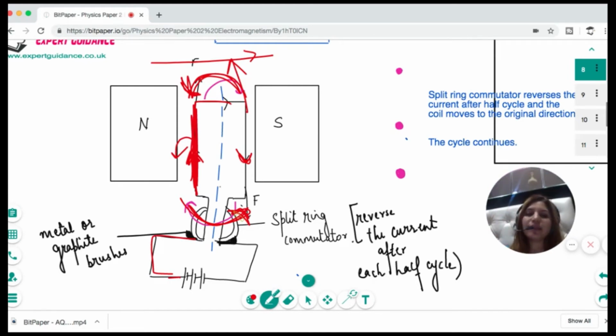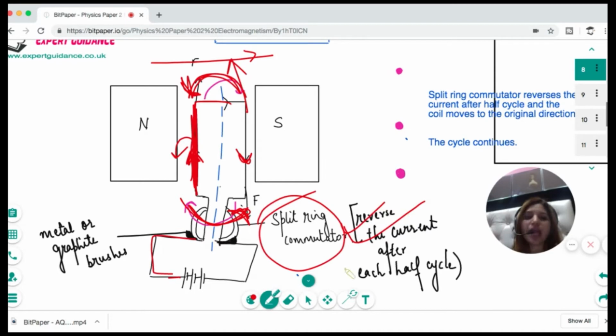So see Fleming's left-hand rule. Use the first finger, center finger, and the thumb, and find the direction of the force. The other side will be on the opposite side. So there's a flipping. After half a turn, again to and fro, and the cycle continues. So what's the function of the split ring commutator? To reverse the current after each half cycle. Okay, so this is the principle of the motor effect.